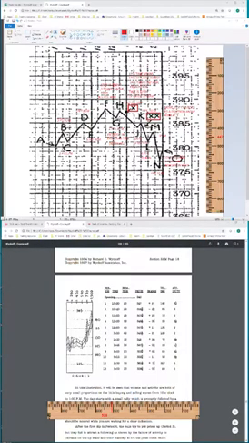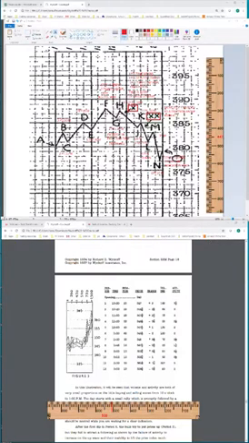Okay, I'll be back. I think I'm going to do this as part 2 of this section. So we're done with part 1 of the wave study, and in part 2 I'll go over the study.